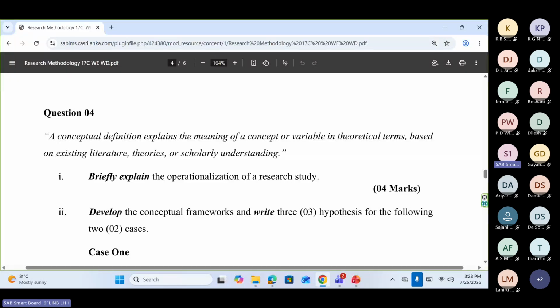Conceptualization means the researcher graphically illustrates what the researcher expects to do in the research, and the things needed to be investigated in the research. That's it.